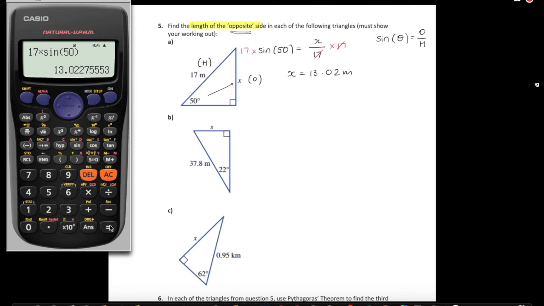So I'm going to do the same for the next two examples. Try and follow along with the working out. If you did get them wrong, maybe go back and try the questions again now that you have the worked solutions here.